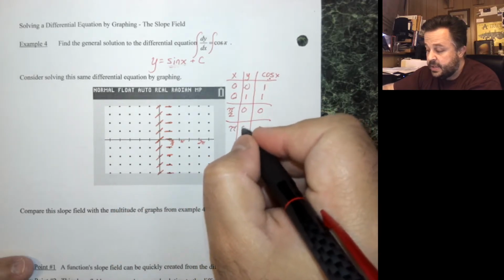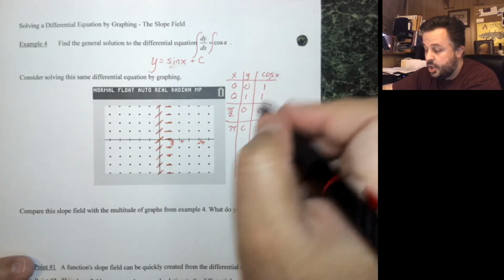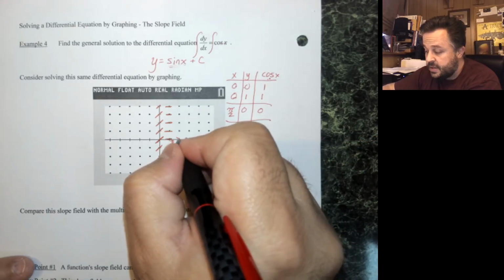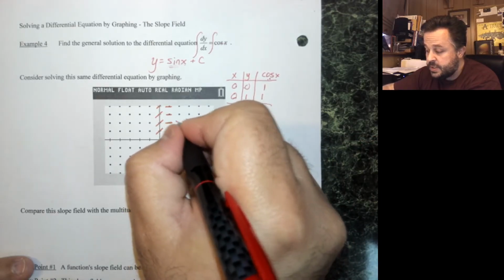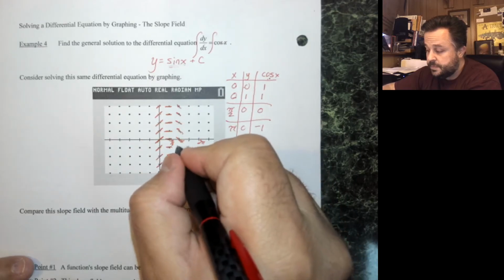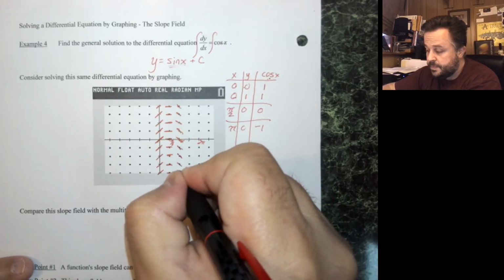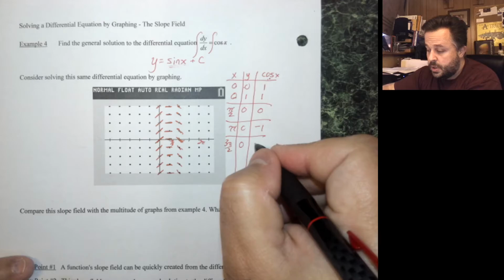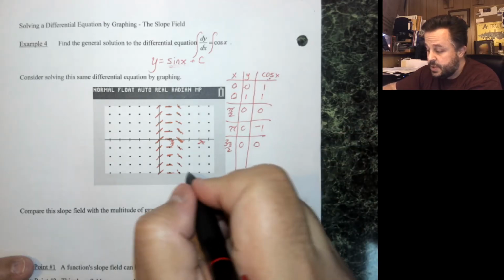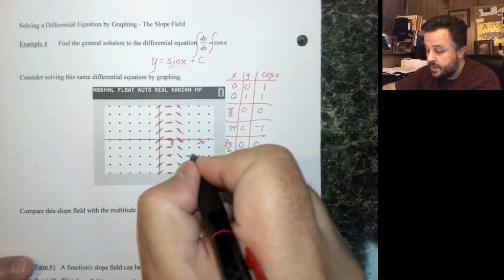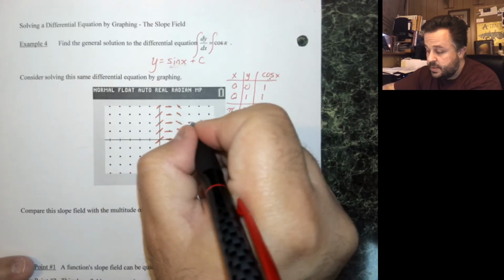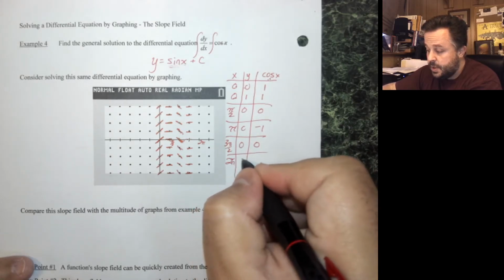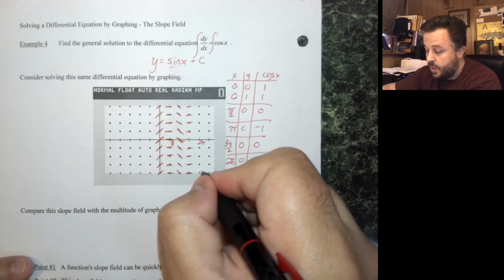Let's move on to pi. Again, y is 0. We'll start with that. Cosine of pi is -1. So again, I'm going to go -1 here. And every point with that x-coordinate does the same. Move on to 3 pi over 2, which also has a cosine of 0. So we're back to 0 here. And then to speed things up, at 2 pi, we're back to a slope of 1.